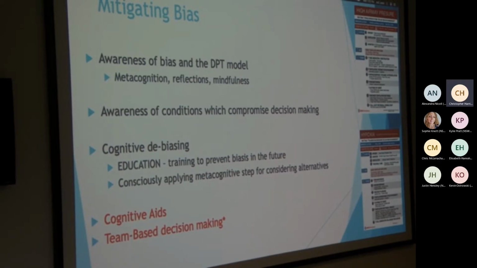And then in terms of strategies to try and mitigate that bias, they talk about cognitive debiasing. That's the phrase. That could be an education thing. We do training all the time. We do lots of repetitive drills of things, and it's basically trying to prevent those biases in the future. And then there's consciously applying that metacognitive step. We have used cognitive aids. I've put a couple there. We also have the team around us, so it's that whole team-based decision making. I've put those in red because I think they're quite key words, which might be buzzwords in the exam.